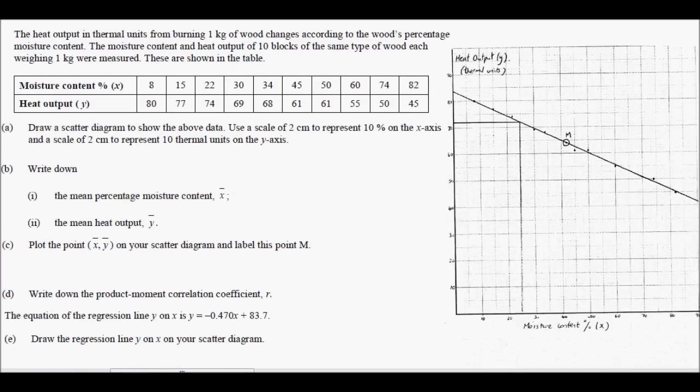Okay. Let's look at the next one here. The heat output in thermal units burning 1 kilogram of wood changes according to the wood's percentage moisture content, and so on. Now, this is a key right here, being able to draw a scatter diagram. Draw a scatter diagram to show the above data. Use a scale of 2 centimeters to represent 10% on the x-axis and 2 centimeters to represent 10 thermal units on the y-axis.